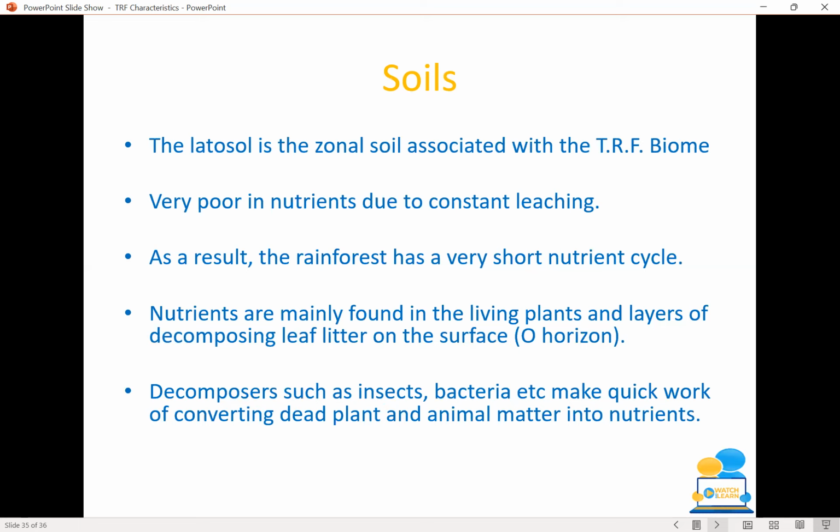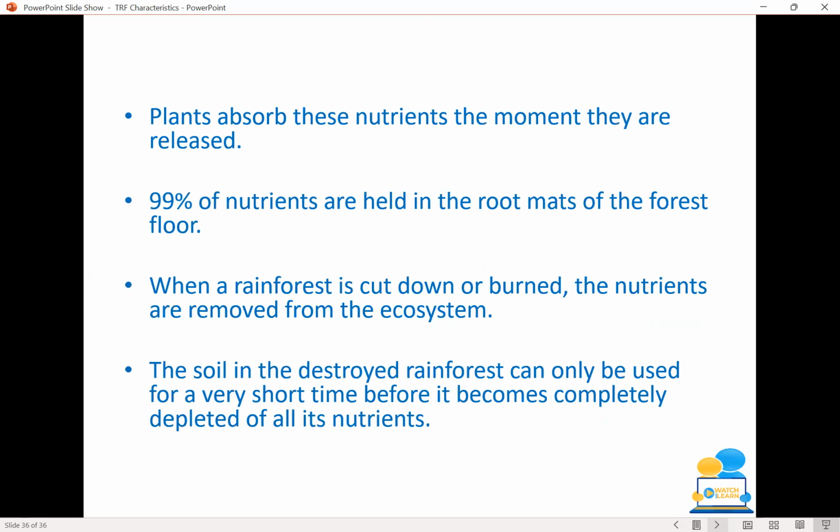Decomposers, such as insects and bacteria, make quick work of converting dead plant and animal matter into nutrients, which the soil needs to keep it fertile. And it does this very quickly and very efficiently. Plants absorb these nutrients the moment they are released. 99% of nutrients are held in the root mats of the forest floor.